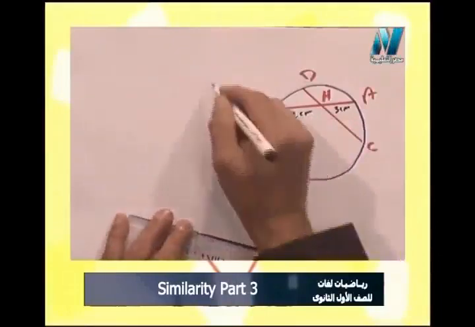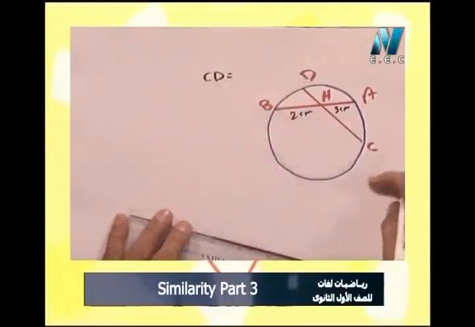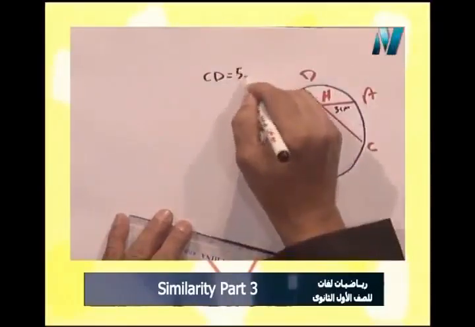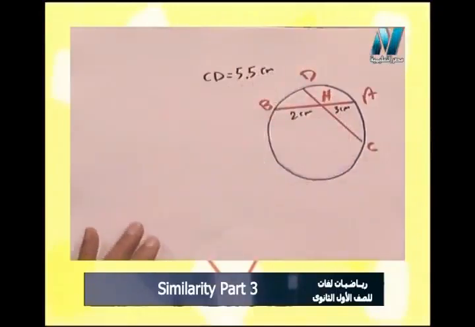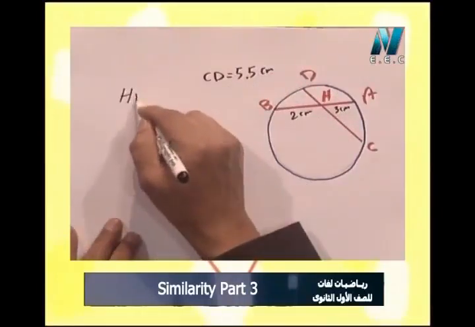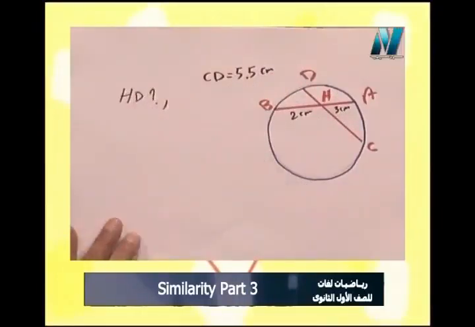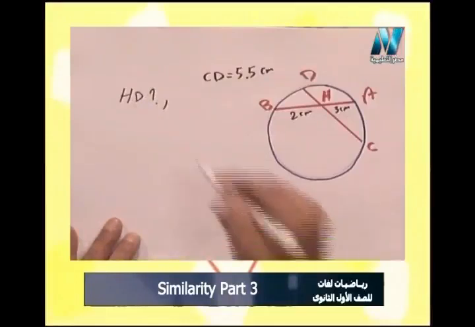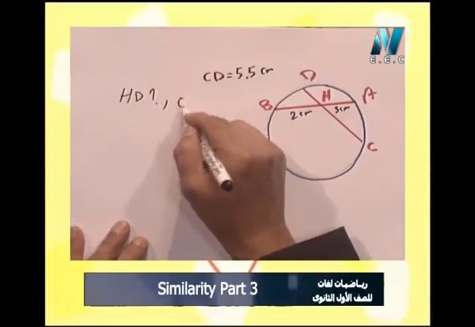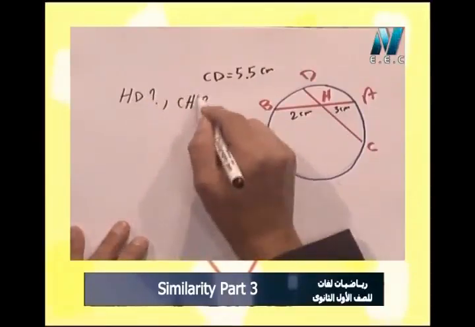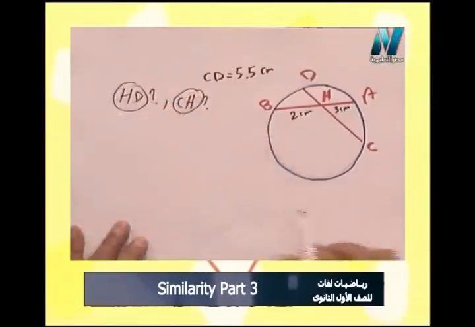And we have CD as a given. CD, all of this part, equals 5.5 centimeters. And we would like to find out the length of HD and the length of HC, or HD and CH. We would like to find the length of the two sides.